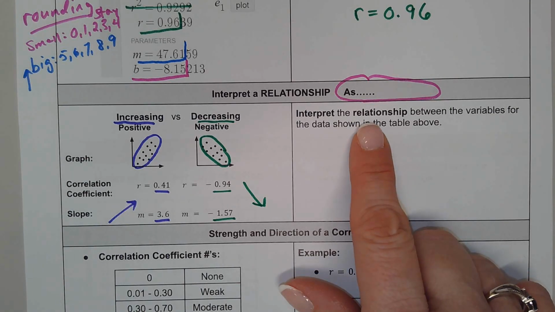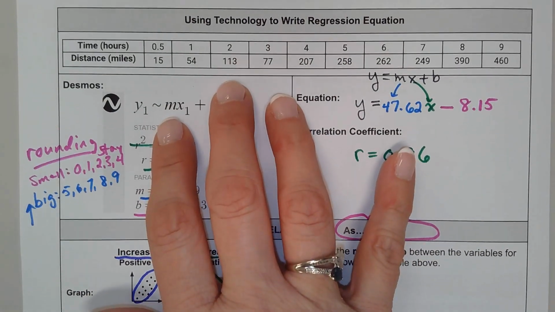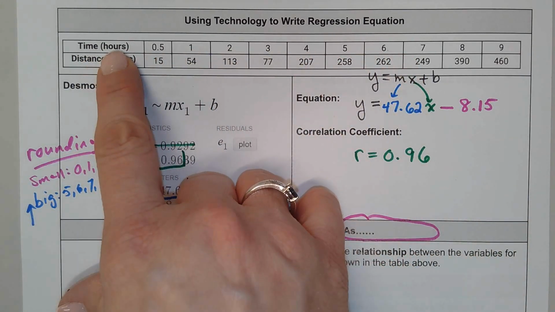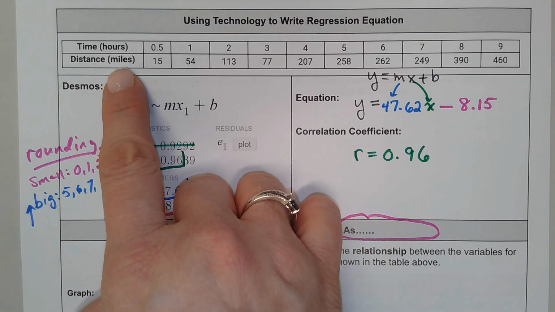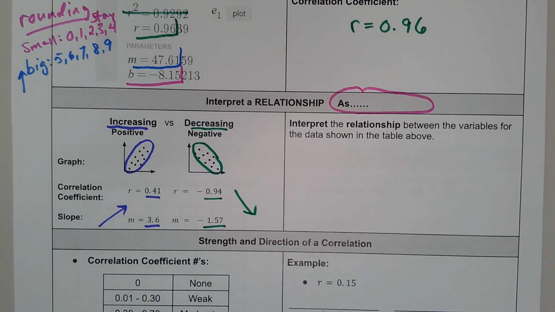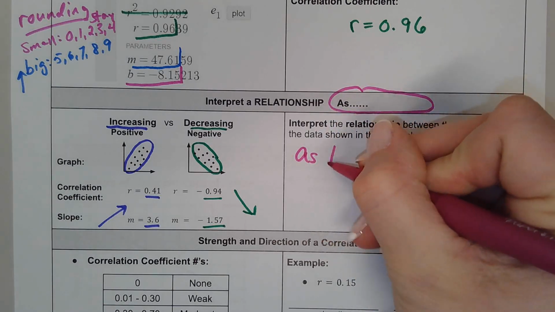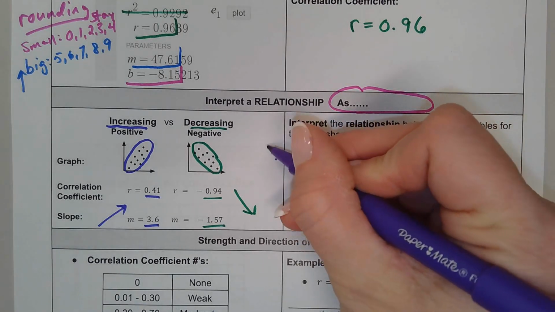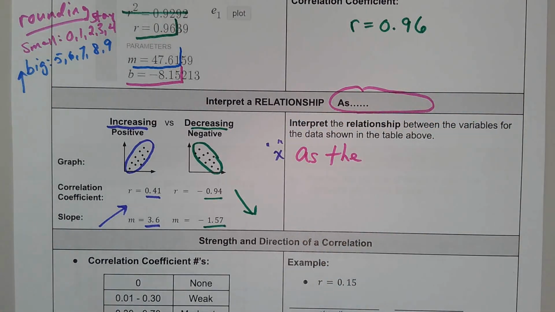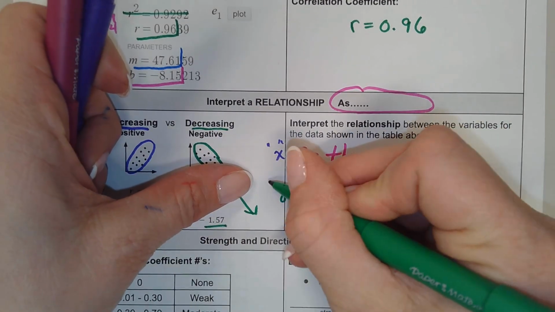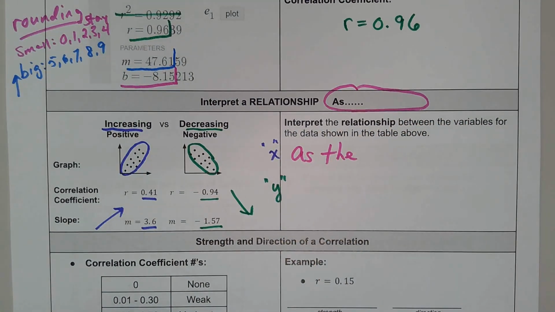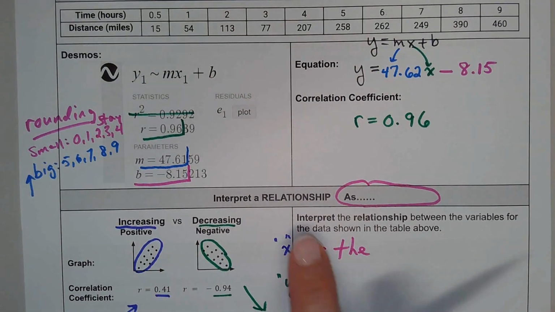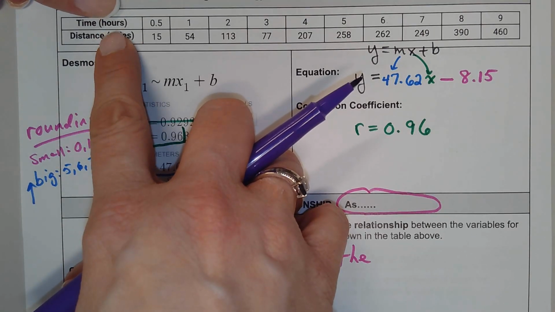We're going to interpret the relationship for this story right here. This table is time in hours and the distance in miles. So the sentence always starts as the. The first part of the sentence always uses the X words, and then the second half talks about the Y words. So let's go look at our table. We need the X words. This is going to be hours.